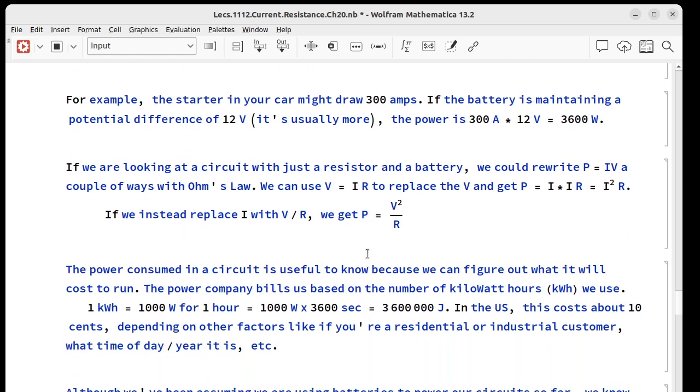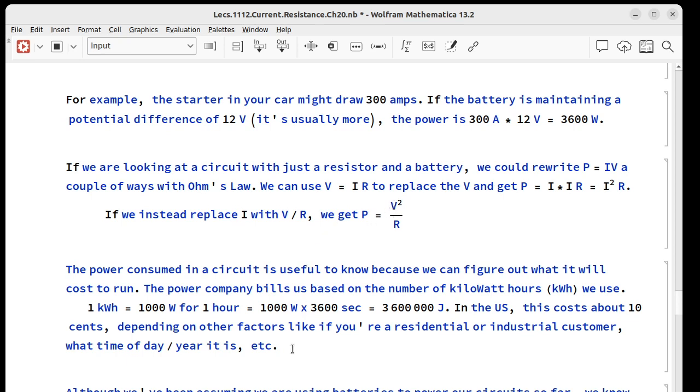For example, if we go back to your car starter again, maybe it draws 300 amps. If the battery is maintaining a potential difference of 12 volts, and it's usually closer to 14, the power is going to be 300 times 12, or 3,600 watts. If we have a circuit with just a resistor and battery, we could rewrite P equals IV a couple of ways using Ohm's law. We can use V equals IR to replace the voltage and get power as I squared times R, or we could replace I with V over R and write it as V squared over R.